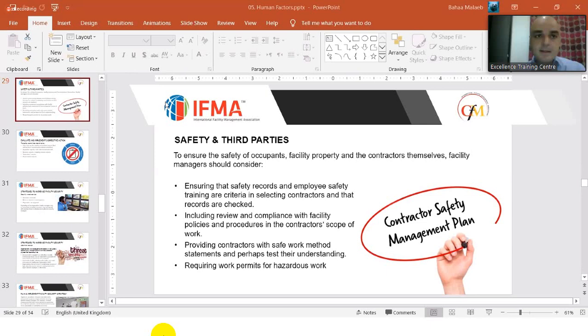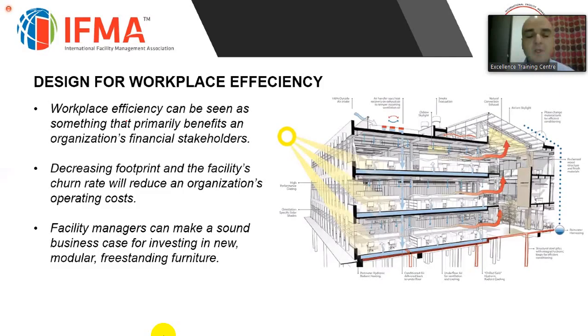Yeah, so back to the course, guys. We are talking now about design for workplace efficiency. We have talked about that. As we said, we're talking about effectiveness. So for an effective workplace, we need to have the right amount of space, the right quality of space.